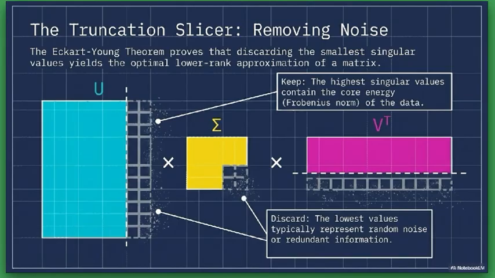Okay, let's define the Frobenius norm for a second. The document mentions it a lot, but what is it practically? Imagine your data matrix is a physical object. The Frobenius norm is essentially measuring the total volume or mass of that object. Like how heavy it is. Yeah, it calculates the overall mathematical weight of all the numbers combined. When you look at the singular values, the top ones carry almost all of that weight. And the lowest values? That's almost always just random noise or redundant information that isn't actually helping you understand the true shape of the data.